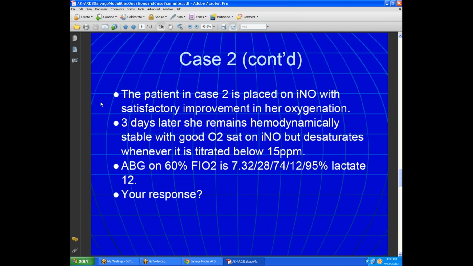So that's what you do. You put her on INO and you get improvement in her. This was a real case that this was based on. You got improvement in her oxygenation. You're all very excited. And 3 days later, she's hemodynamically stable, but with a good oxygen saturation. But you can't seem to titrate her INO down. Her blood gas on 60% oxygen is 7.32, 28, 74, 12, and 95% with a lactate of 12. So hemodynamically stable, saturating well on INO for a while, but now with a lactate of 12. Any thoughts?